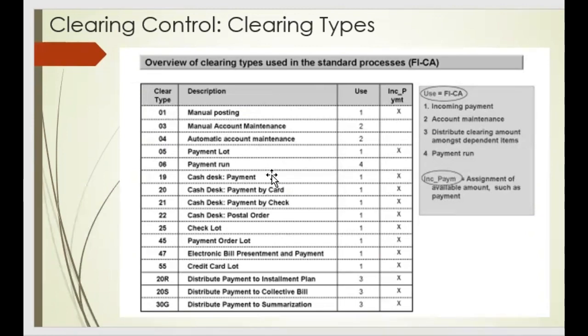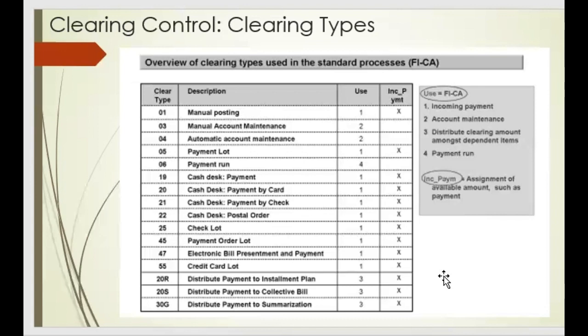If somebody is doing manual posting, it has the highest priority. Manual account maintenance, all those things. So these are the clearing types. Now, all these are related to incoming payment and account maintenance, because it's also getting posted into the GL after clearing. So distribute the clearing amounts among the dependent items. Dependent items, like credit card lot dependent, incoming payment dependent. So you have to do the validations, because credit card made the validation from the bank.